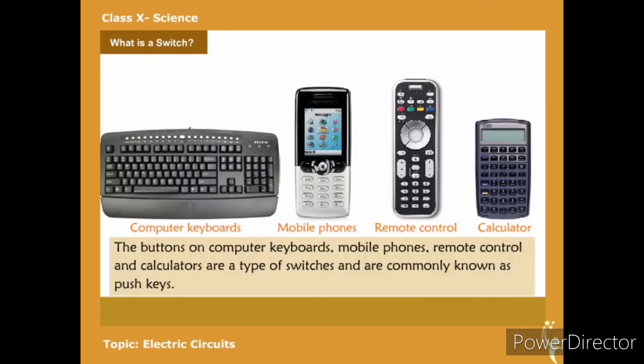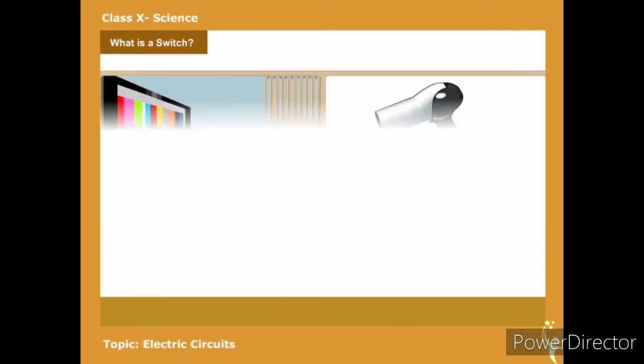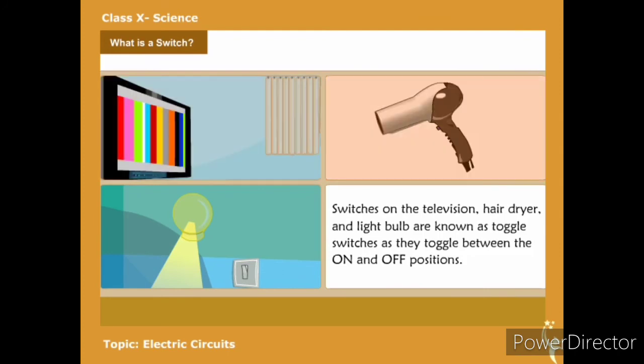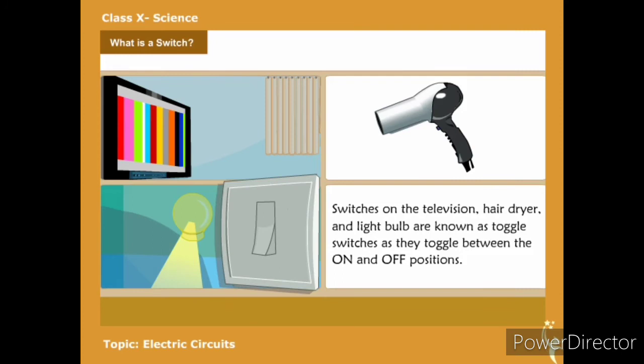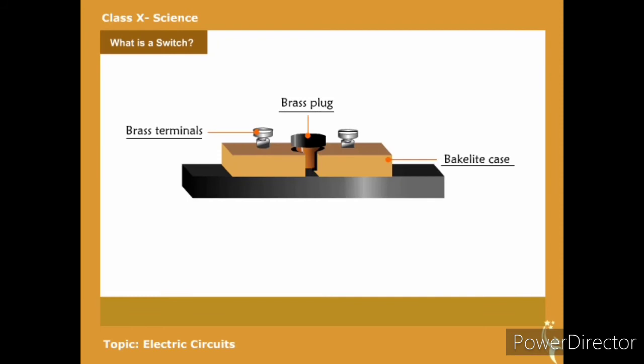The buttons on computer keyboards, mobile phones, remote control, and calculators are a type of switches and are commonly known as push keys. Switches on the television, hairdryer, and light bulb are known as toggle switches as they toggle between the on and off positions. When we perform experiments in laboratories, for convenience we use a plug type key or switch. Here is a diagram of the plug type key.